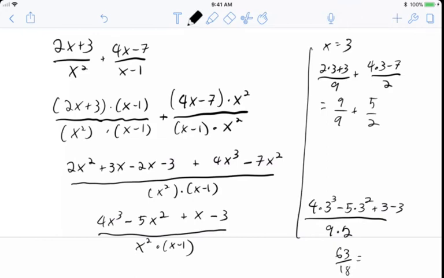3.5, and when you add these together, it's 3.5. Yay, I did it! I don't know what was wrong with the last time I tried this. Anyway, so have a good day. Enjoy your life. Sorry you had to see me make a mistake.